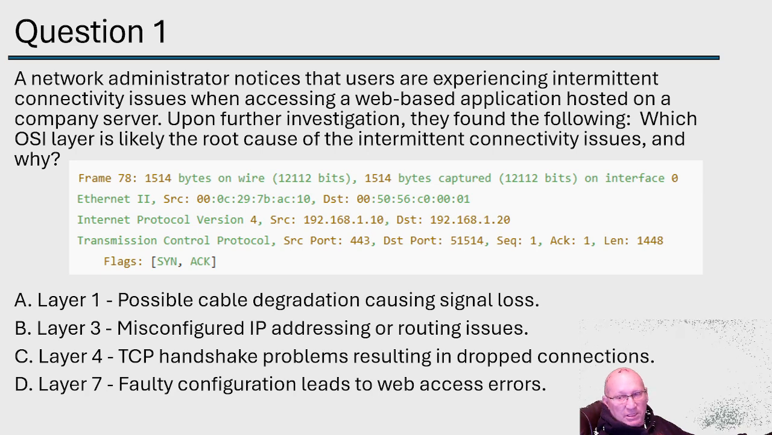All right, so let's tackle this, right? Layer 4, TCP handshake problem resulting in drop connections. We can see the TCP, the Transmission Control Protocol, right there. We see source port 443, destination port 51514. There's no problems with this, right? There's no issues with this whatsoever. We see sequence number 1, acknowledges 1, length 1448, and then flags send ACK, right?